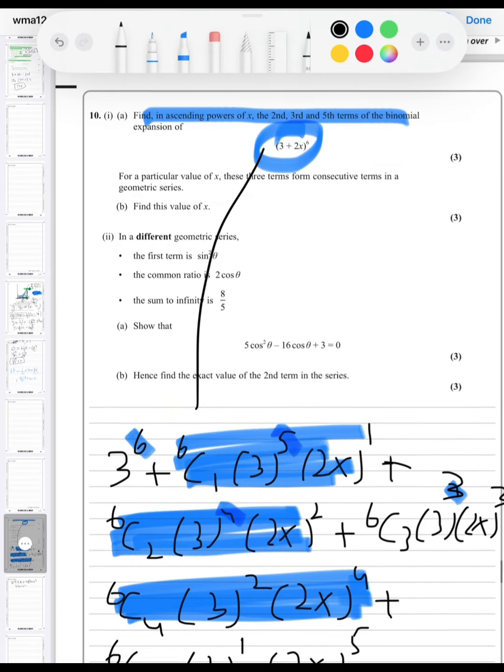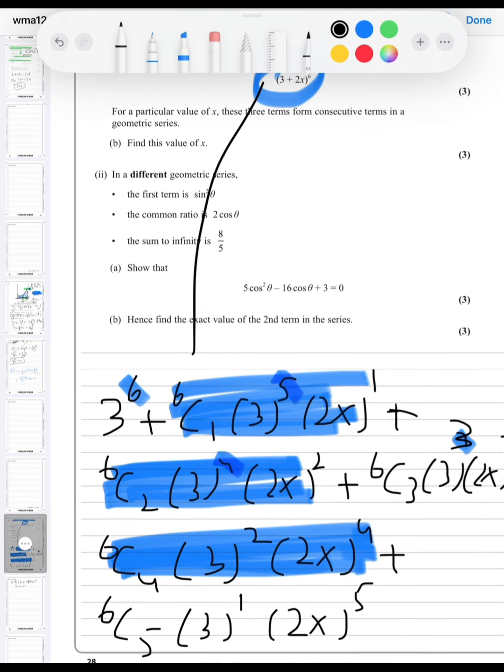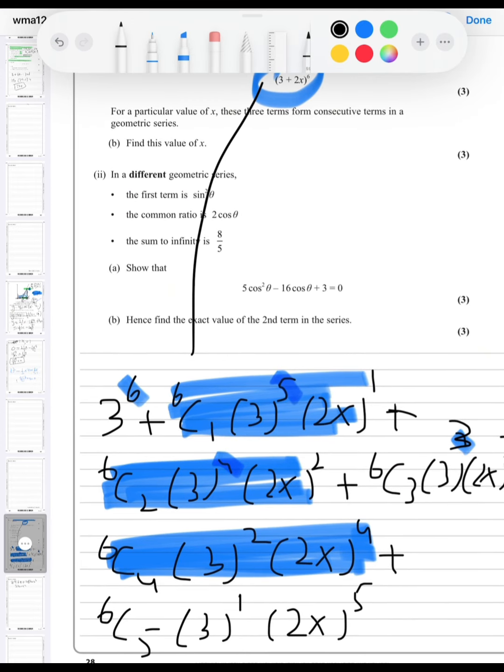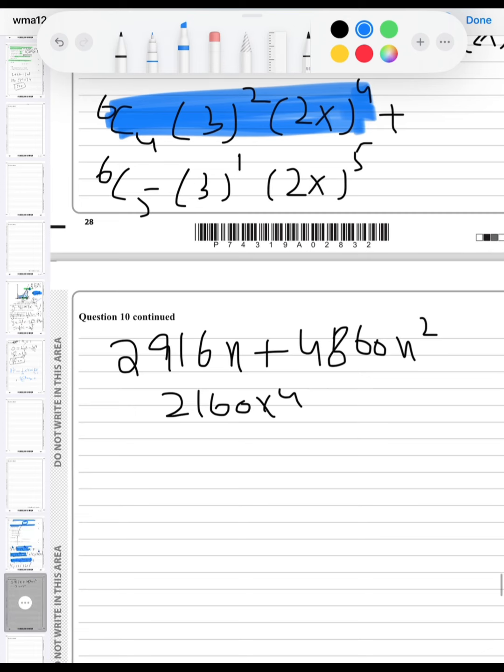This was for the first part, and then they are saying find the value of x. For a particular value of x, these three terms form consecutive terms in a geometric sequence. Find the value of x. So they are saying that these terms are consecutive in a geometric sequence.